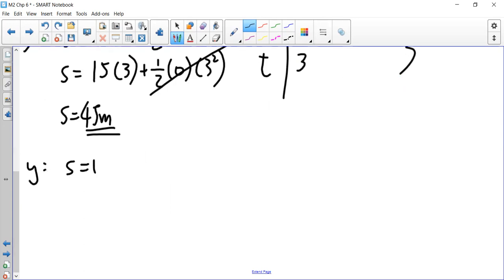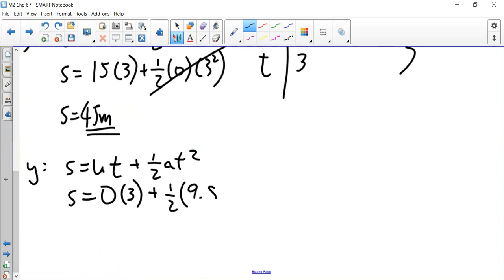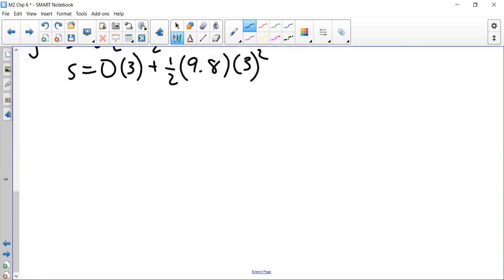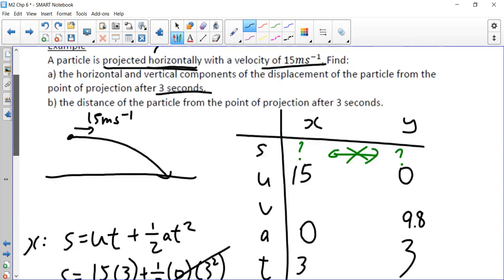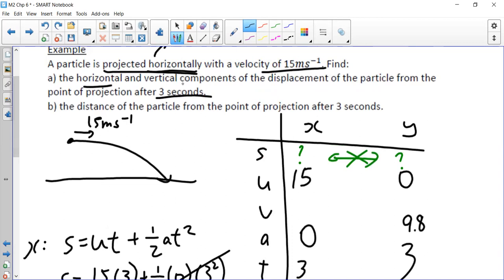Well, again, same equation: s equals ut plus a half at squared. s is unknown. u for y is 0. Time is 3, plus a half times a, which is 9.8, times 3 squared. Half times 9.8 is 4.9. 4.9 times 3 squared, times 9, is 44.1. Mental maths, that's easy. No, I'm just kidding. I've got my answer in front of me. So that's the answer, part A, 44.1. Question A, done. Horizontal and vertical components, we've done that.